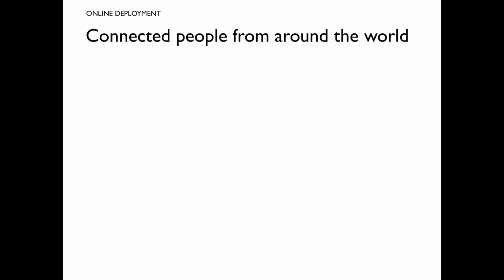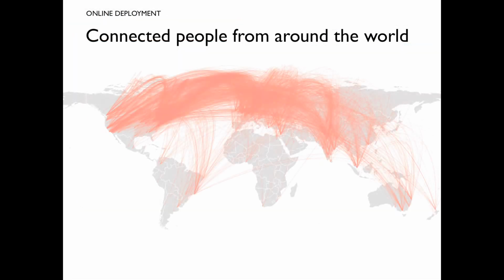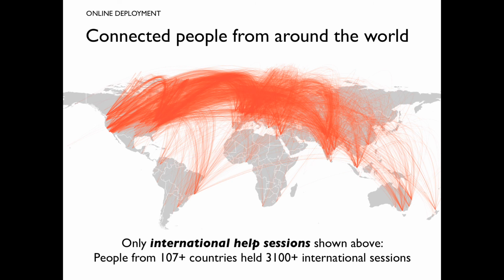This system has connected people from all around the world. This shows two places connected if there were people from those locations who were connected together, and this shows that people from over 107 countries have collectively held over 3,100 international sessions across country borders.